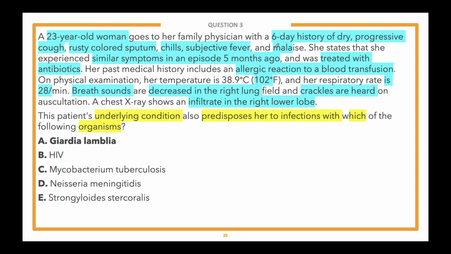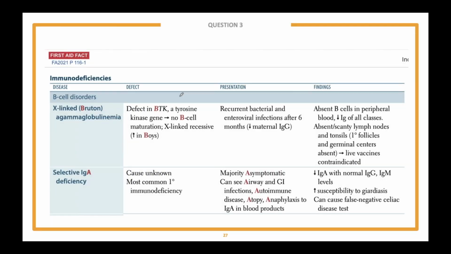We don't know her childhood history, but I think it's fair to start considering that. So, what is the most common immunodeficiency? That is selective IgA deficiency, okay? Now, I think on the next slide, Sean has actually gone ahead and pulled up a table that talks about selective IgA deficiency.